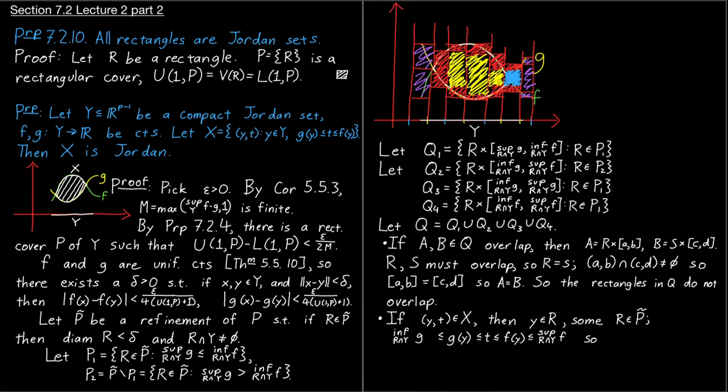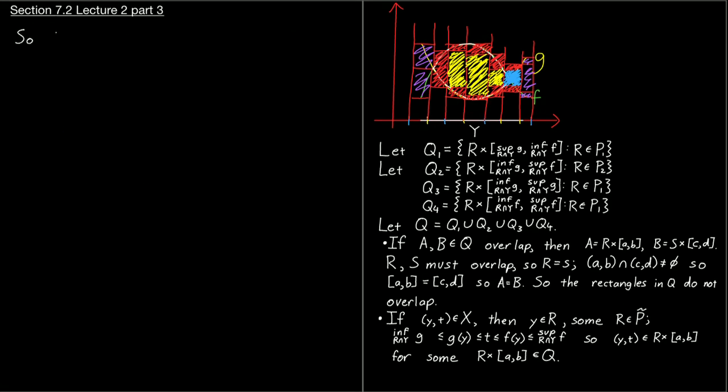So (x, y), it must be in one of these rectangles. Sorry, (y, t) is in one of these rectangles cross one of these intervals that shows up in our cover Q. So Q is a rectangular cover of X.